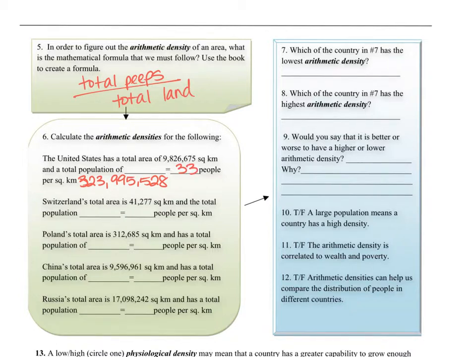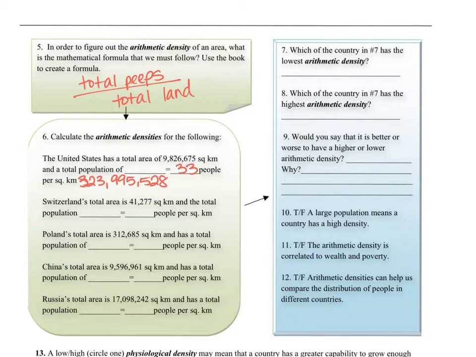But see, this is arithmetic density, so does that give us the whole picture? No, because do we know, say, for example, in New York City, are there more than 33 people per square mile? Yes. But in Wyoming, maybe one person per square mile? Maybe 0 in some places. Okay, so that just gives us an idea.